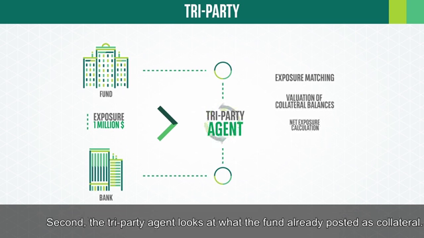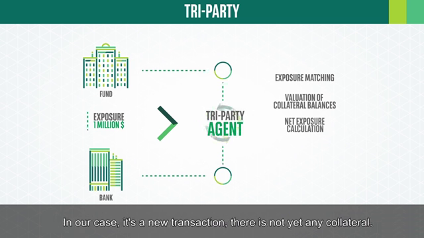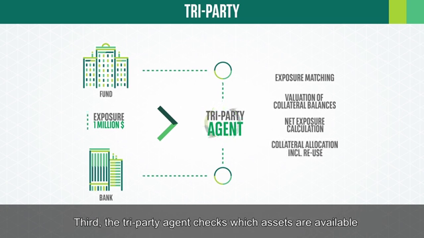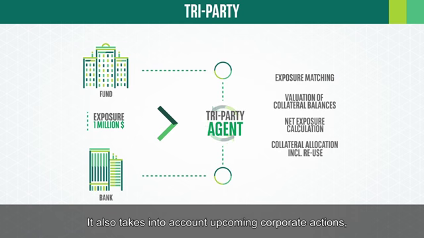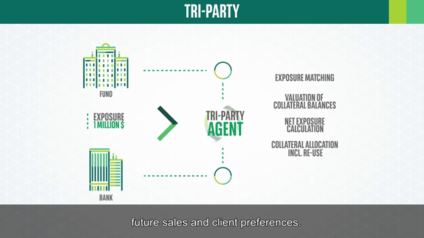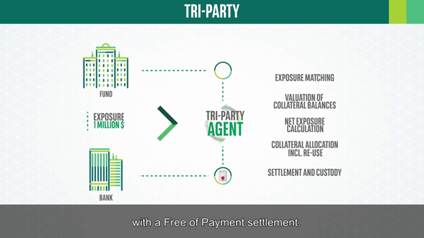Second, the TriParty agent looks at what the fund already posted as collateral. In our case, it's a new transaction, there's not yet any collateral. Third, the TriParty agent checks which assets are available and eligible based on the eligibility matrix agreed by the two parties. It also takes into account upcoming corporate actions, future sales, and client preferences. Then, the TriParty agent transfers the collateral with a free-of-payment settlement.